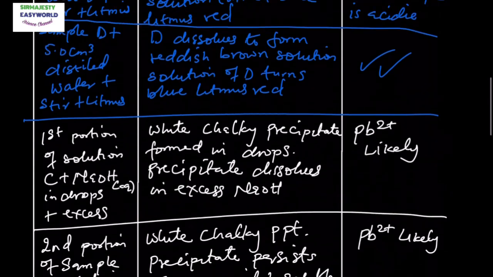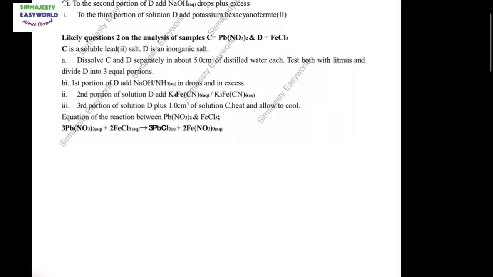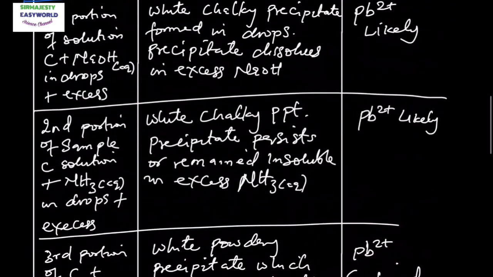Then the next question, we were instructed to add... I mixed it up. From the question here, I wrote K3, but the one they provided is K4Fe. That's the one we are required to do. So the second portion is not sodium hydroxide. We reported that you are going to get the same results with both aqueous ammonia and sodium hydroxide.